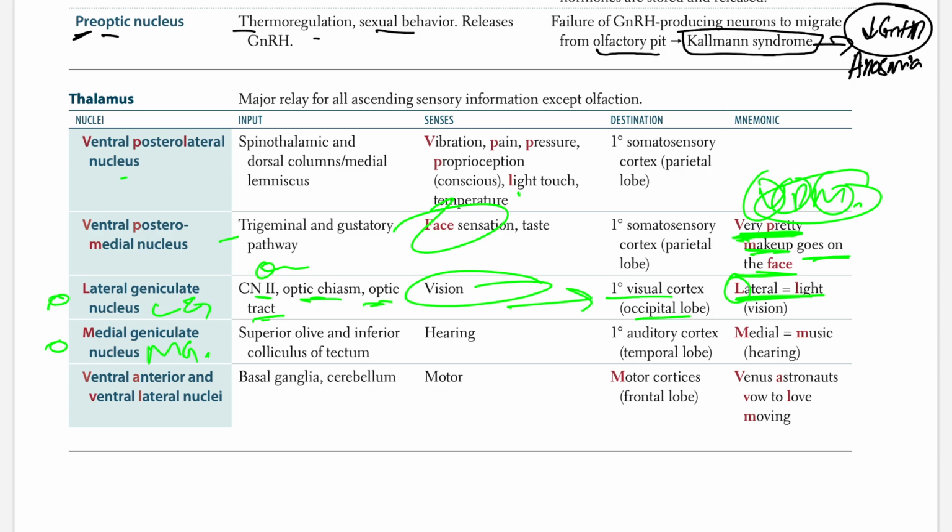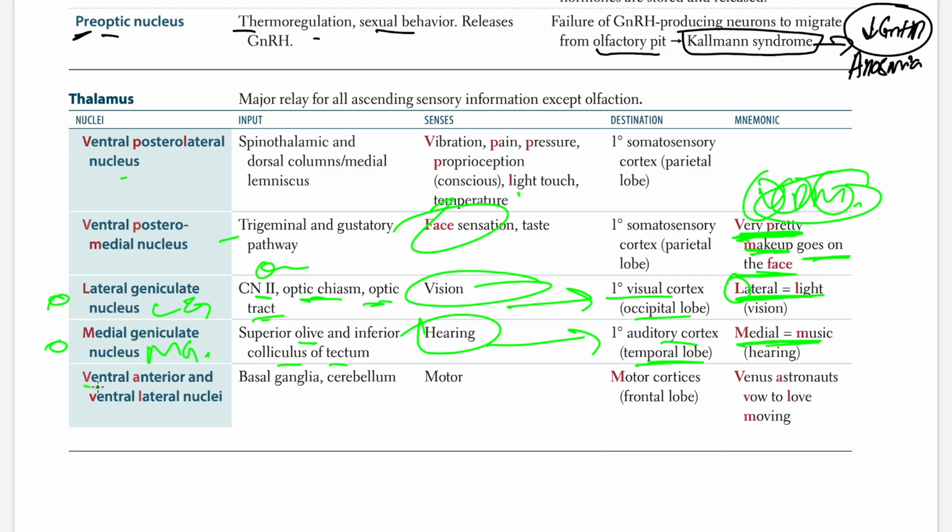Medial geniculate is taking superior olive and inferior colliculus of tectum, which is hearing. It is hearing to the primary auditory cortex, which is in the temporal lobe. Medial is music, music to my ears, right? So medial is music.